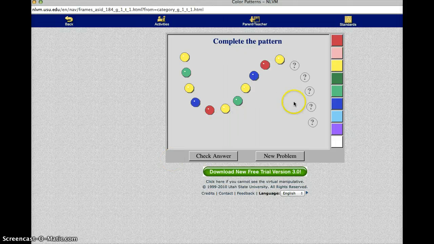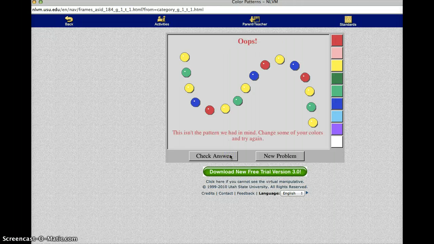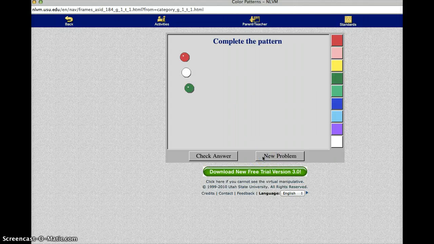And if it's correct, then the student will get a good job, and if it's wrong, then the student will find out that it's wrong, and then they'll have the opportunity to correct it. And so they get a chance to complete the pattern and then check their answer and see if it's wrong. It says oops, and then they get to try it again, or they get to try a new problem.